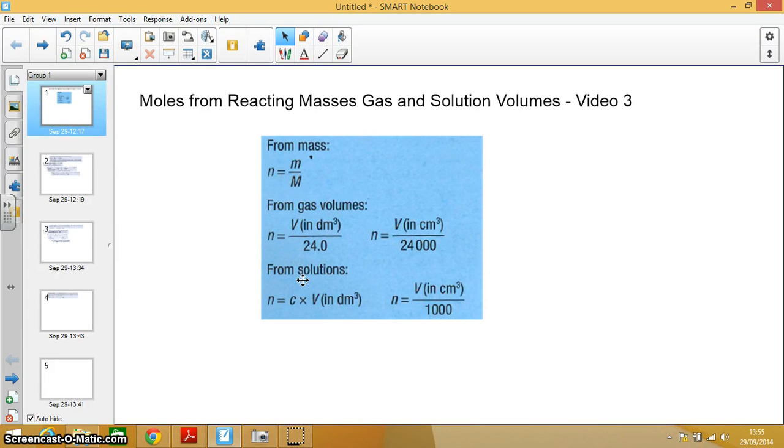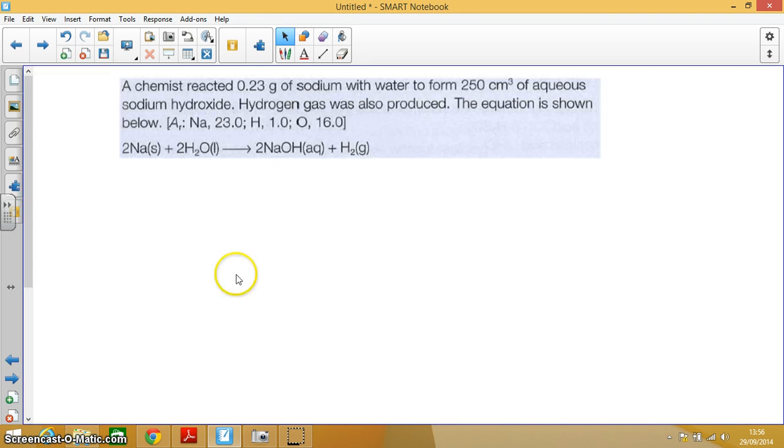This is the third video in a series of 3 looking at using the mole equations on the screen to solve problems. This question asks, what is the concentration of sodium hydroxide which is formed in this reaction? And if we take a bit of time to look at the question before we proceed with attempting to answer it, just quickly read through.